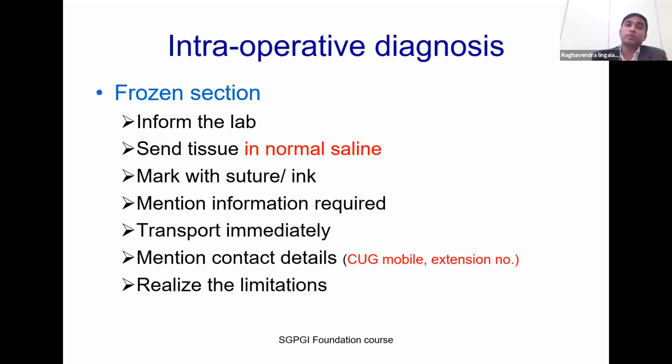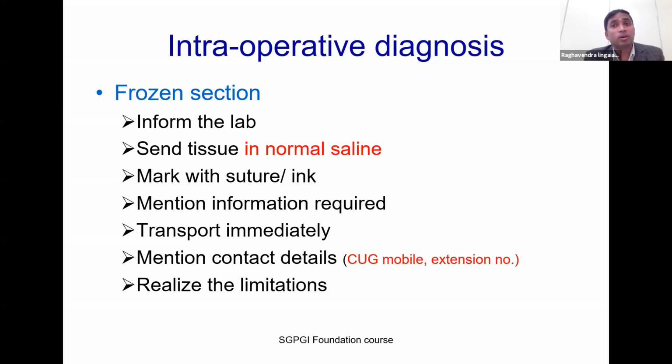For intraoperative diagnosis, we do get samples for frozen section. Inform the lab beforehand before sending a frozen section, and send it in normal saline. Mark with suture, and mark whether it is proximal. If you are sending, for example, Hirschsprung's disease, and you are sending a gut, make sure to mark which one is the proximal end and which one is the distal end, and transport it immediately.